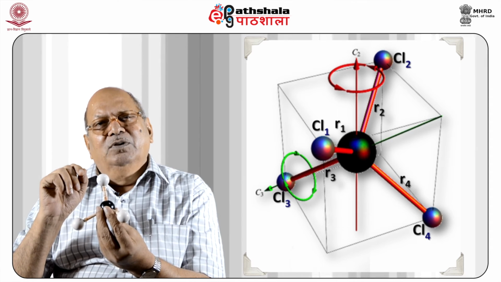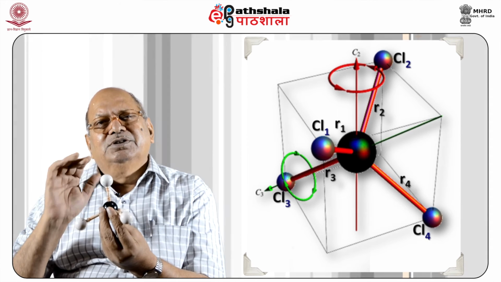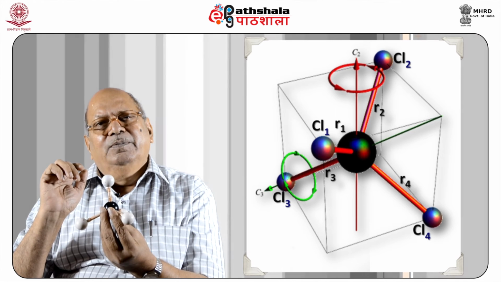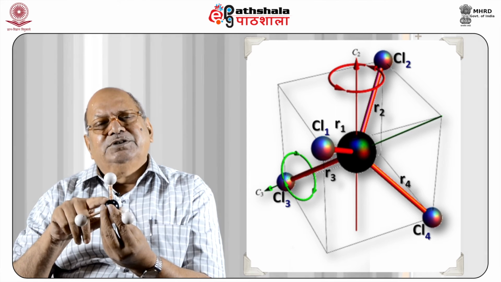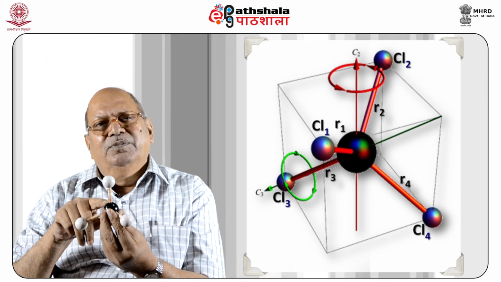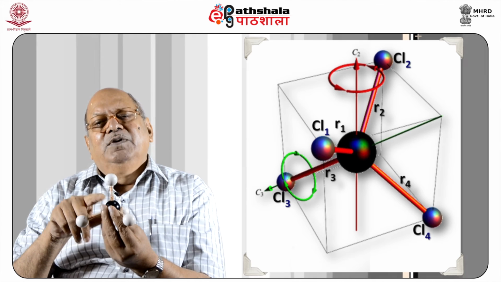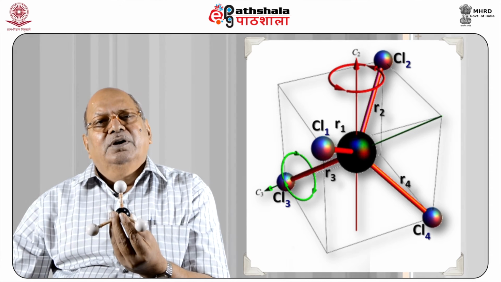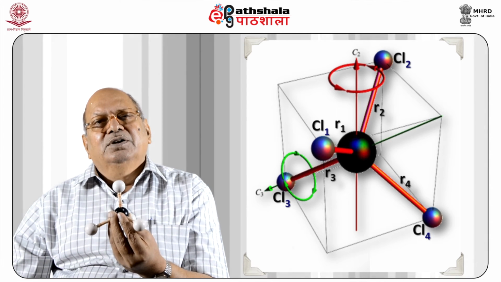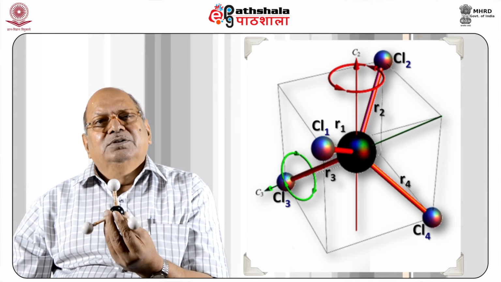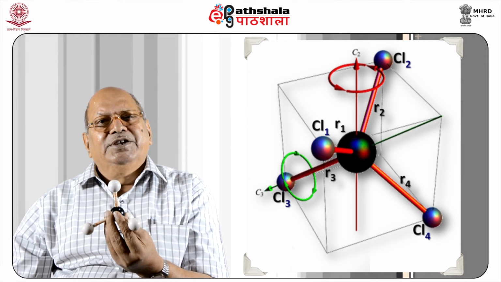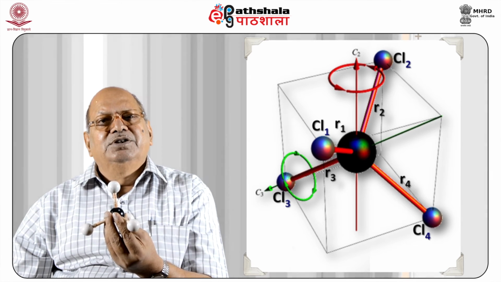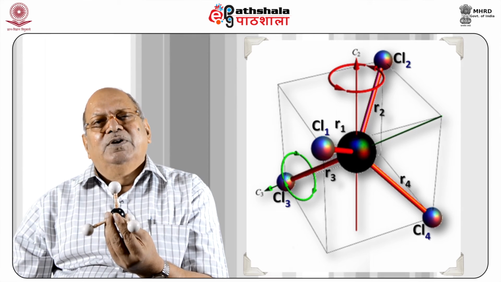Now again I will follow the same procedure as we have discussed in the case of BrF5 and BF3. First we will find the valence electrons of the carbon and then we will find out the symmetry of the LGOs of chlorine, and these are again shown over here.